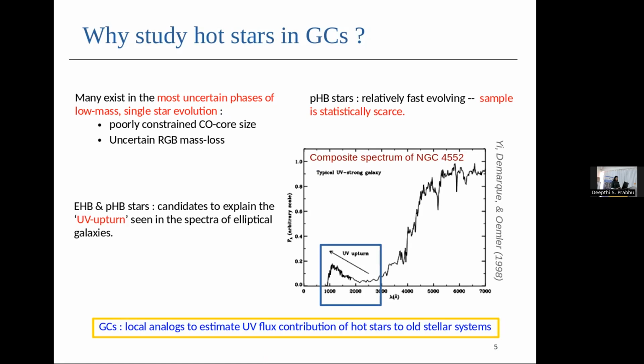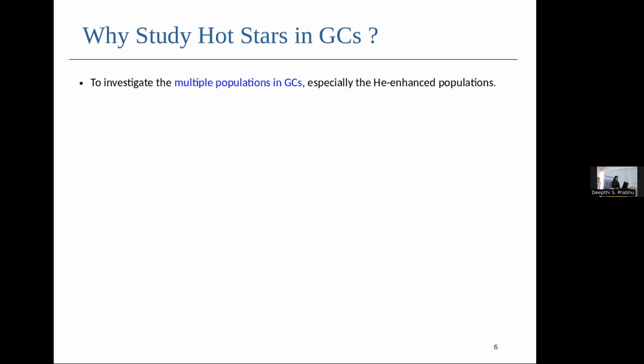So now I have motivated you on why it is important to study hot stars in globular clusters. There are a few more reasons. One is to investigate the multiple populations in globular clusters. We now know that globular clusters are not made of a single stellar population, but have populations with differences in chemical abundances, and there could also be populations with different ages.